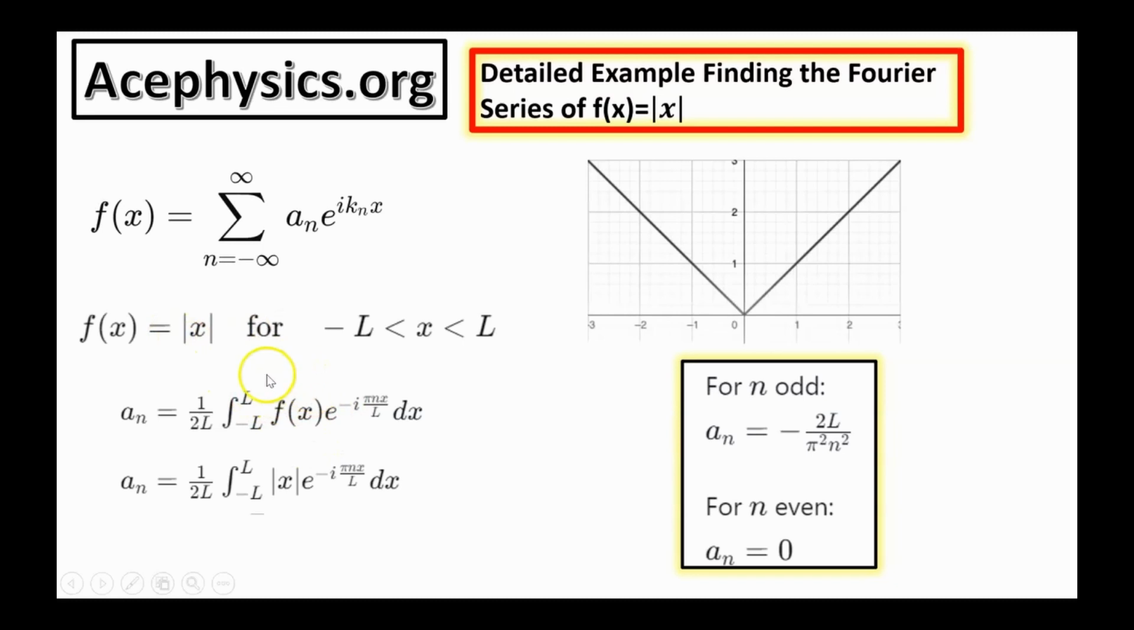In this specific example, I replace f of x with the absolute value of x, and then I need to compute this integral. The answer for this integral is here. For odd n, a sub n is negative 2L over pi squared n squared, and for even n, a sub n is equal to 0. To do this integral is involved. I don't want to bog down this portion of the talk with a long integral.